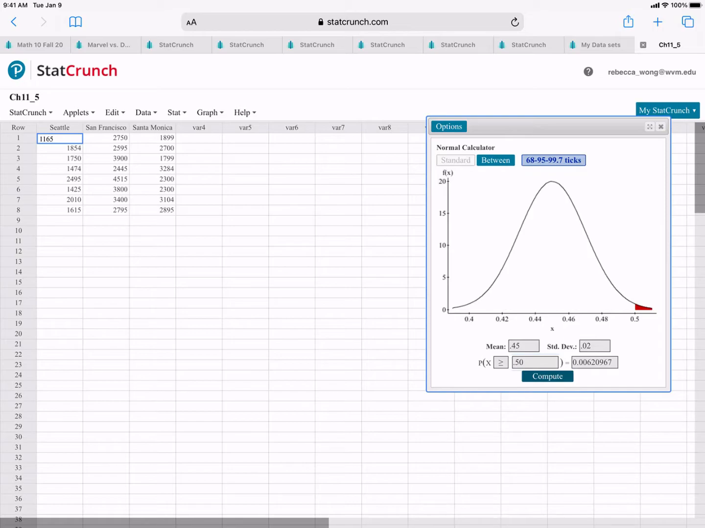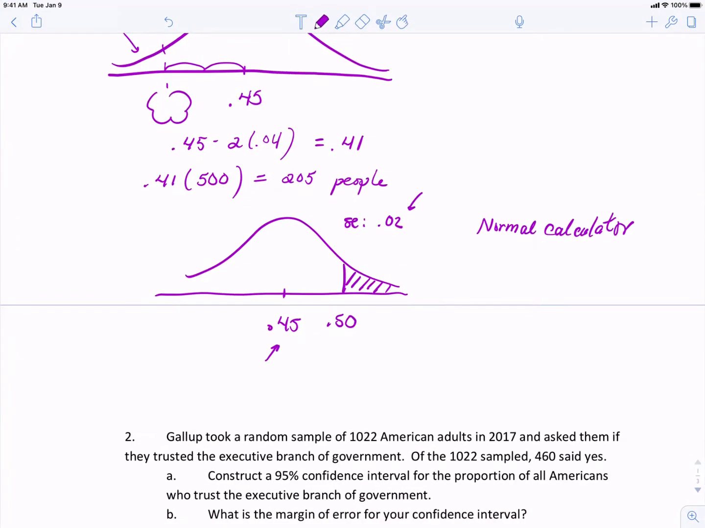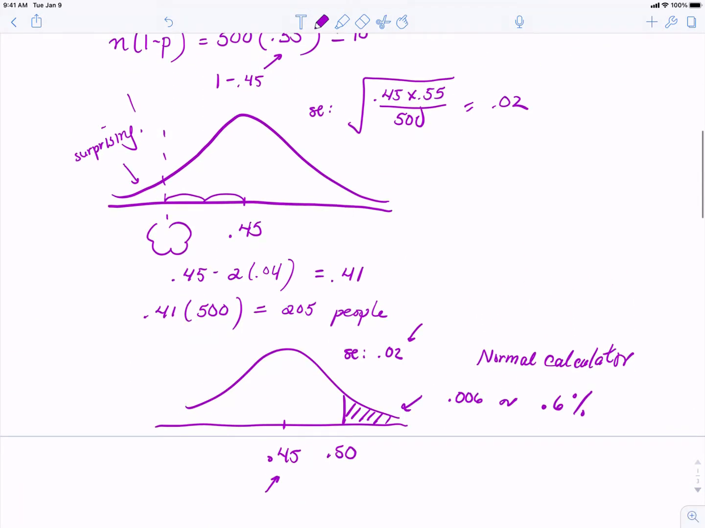And so our answer is going to be 0.006. So you can see it's shaded here to the right, a very small region, 0.006. So let's go ahead and record that. This area is equal to 0.006 or 0.6%. So that's an example of a central limit theorem problem for sample proportions.